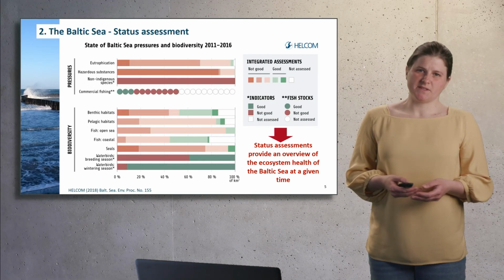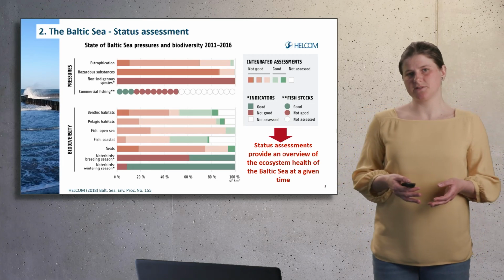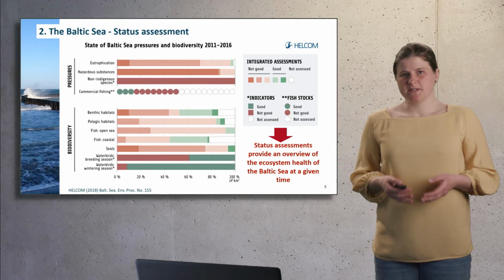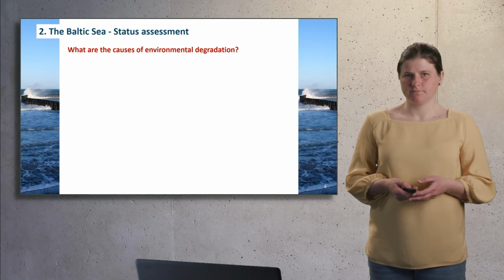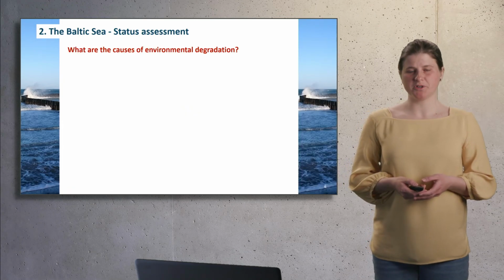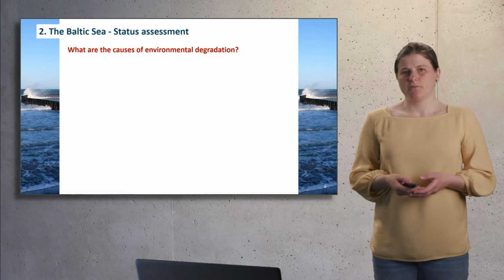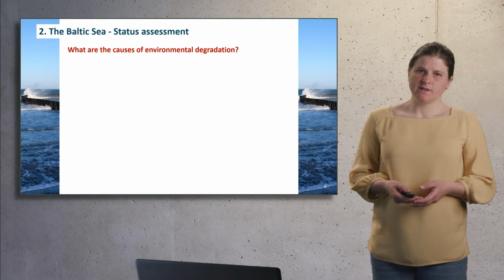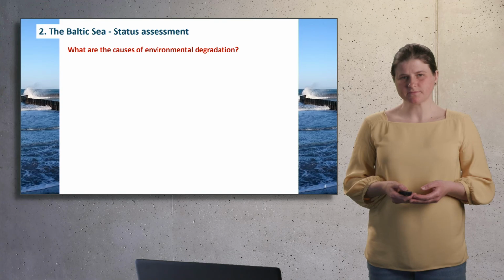As can be seen by the dominating red colors in this figure, for most of the assessed indicators, the status was rated as poor for most of the Baltic Sea area. The poor environmental conditions of the Baltic ecosystem are caused by the way and the intensity with which we use the Baltic Sea, its catchment area, as well as its marine resources.